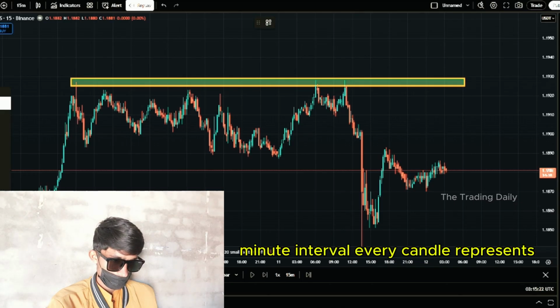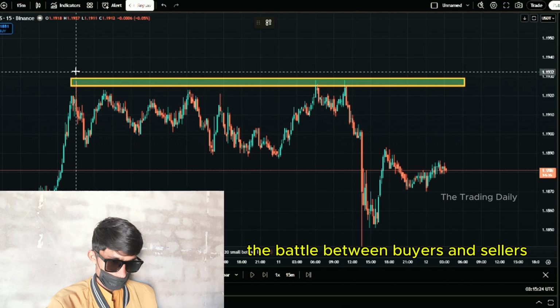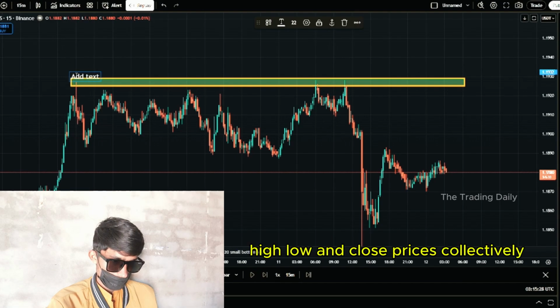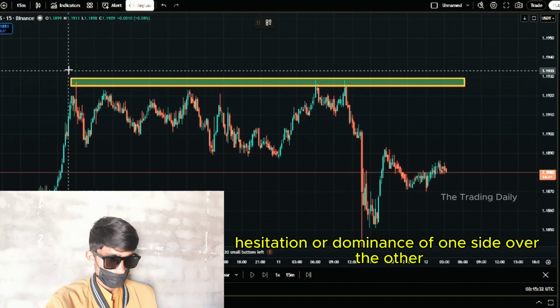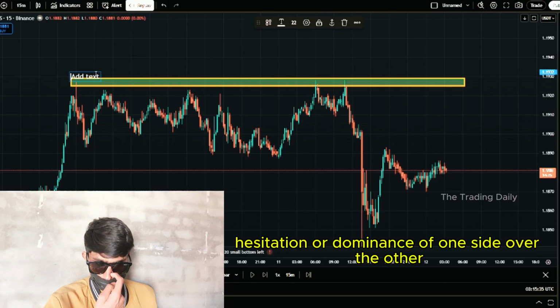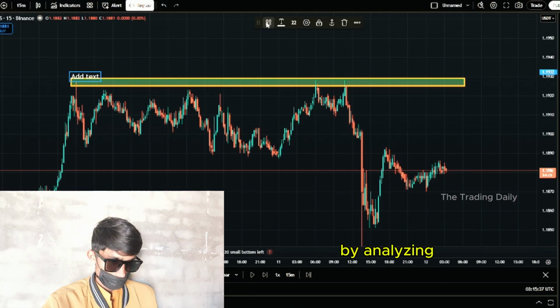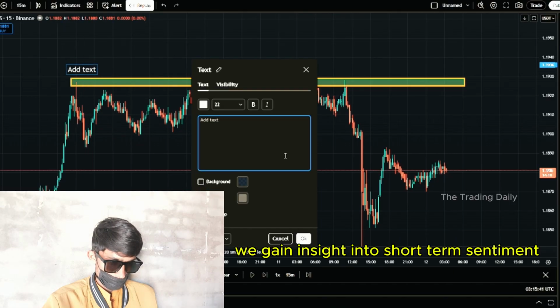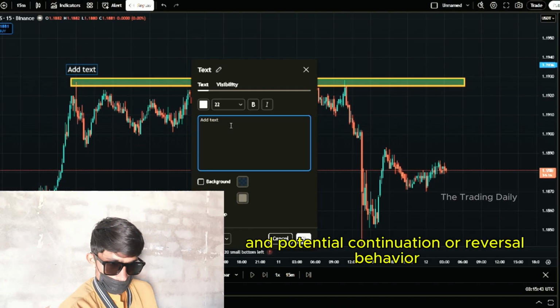Every candle represents the battle between buyers and sellers during that specific time window, and the open, high, low, and close prices collectively reveal the strength, hesitation, or dominance of one side over the other. By analyzing the relationship between these four components, we gain insight into short-term sentiment and potential continuation or reversal behavior.